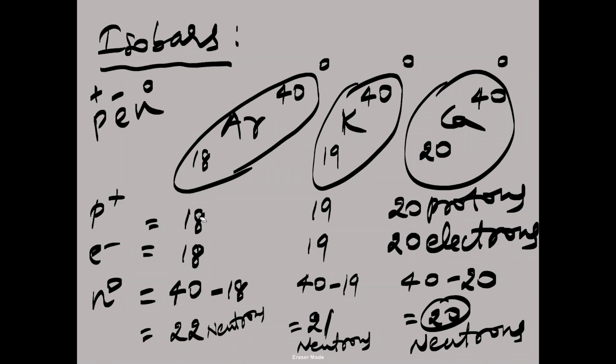So the protons number is different in the 3 species, the electrons number is different in the 3 species, the neutrons number also is different. So in isobars, the protons number, electrons number, and neutrons number will all be different in the 3 species. But what will be the same? Mass number is the same, but atomic numbers are different. These 3 atoms are of different elements. So atoms of different elements having the same mass number but different atomic numbers are called isobars. Take a screenshot of this.